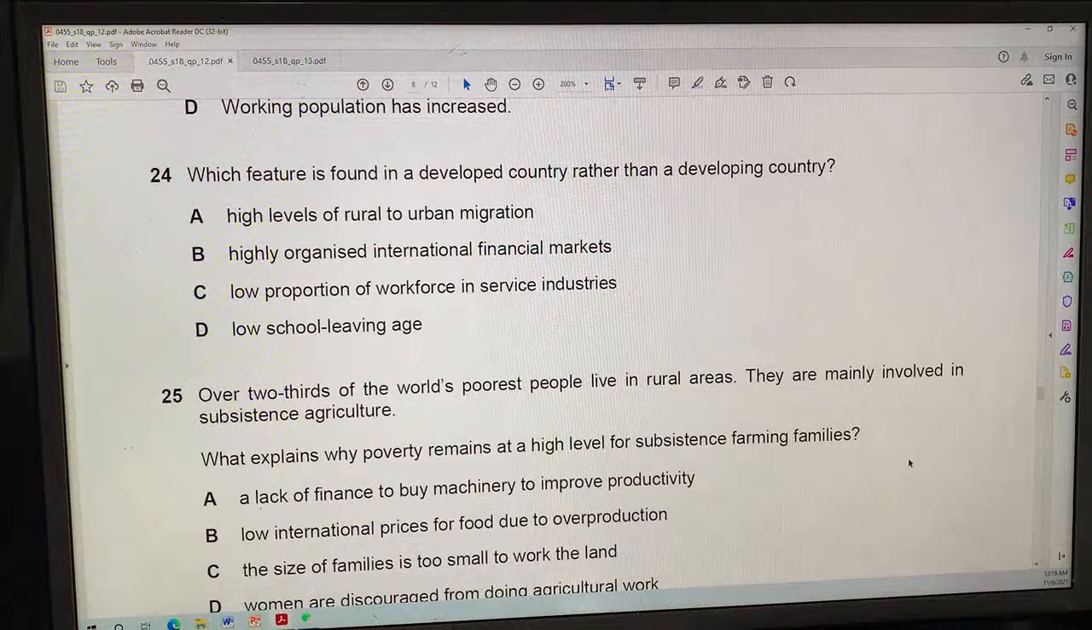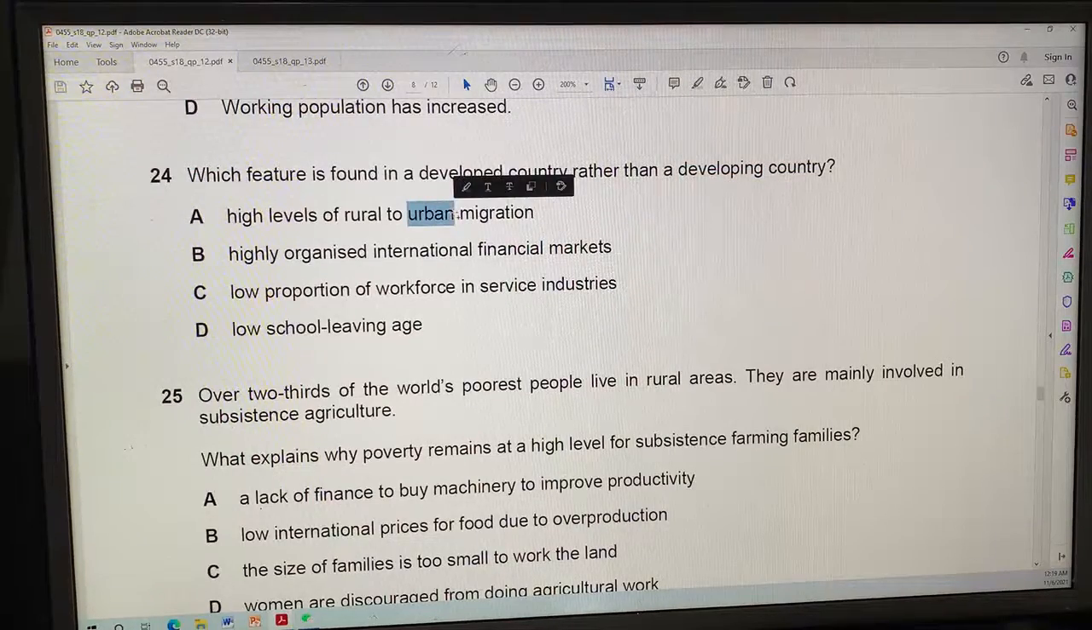Okay, now let's look at 24 here. Which feature is found in a developed country rather than a developing country? Developed country, usually lower birth rate. A says high levels of rural to urban migration. That's usually a developing country as they move from agriculture to manufacturing. People might move to the city. So that's not found in a developed country rather than a developing country.